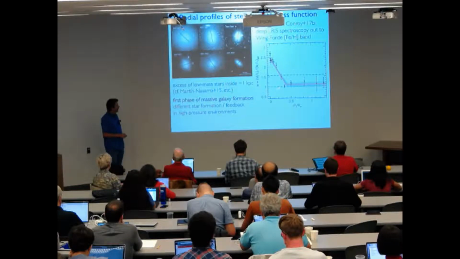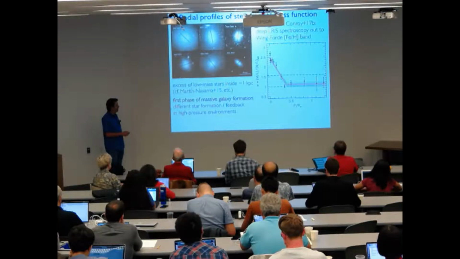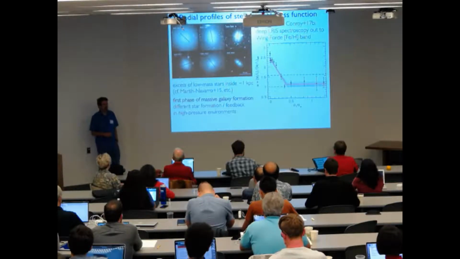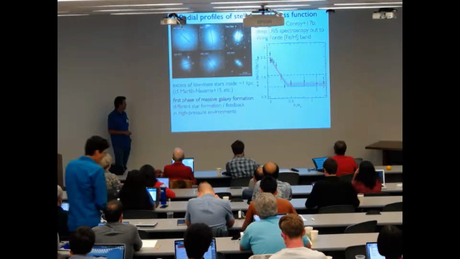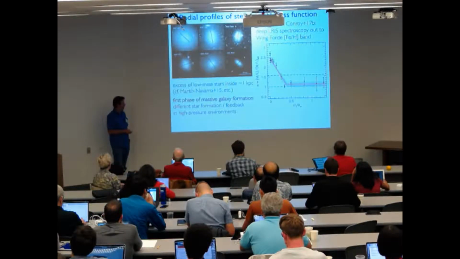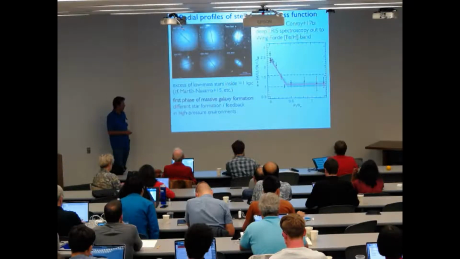But what are the implications? One implication is that if this is the first phase of massive galaxy formation, something very different happened in the star formation feedback episodes there that created a different stellar population. And as far as I know, no one has quite grappled with what that means for the star formation at those epochs.